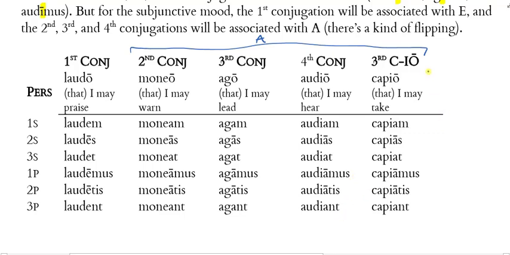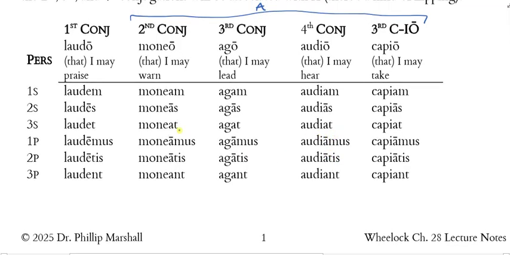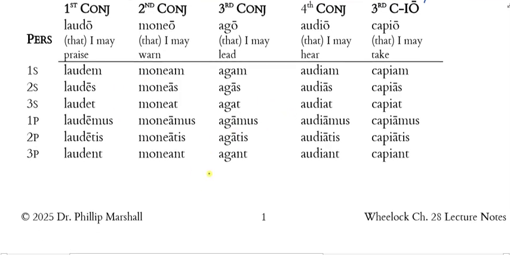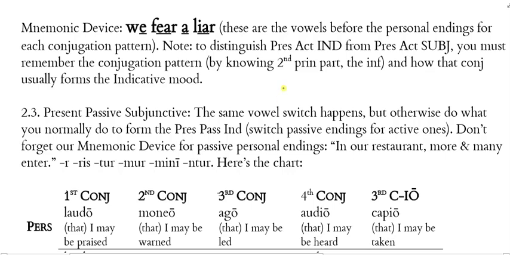Then our third conjugation, eo verb capio, that I may take, that you may take, and so forth. Capiam, capias, capiat, capiamus, capiatis, capiant. All right, so this is really not that hard. The difficulty, of course, is in just remembering the rule here and remembering that we're flipping these forms. So it's going to be helpful to use this little mnemonic device here.